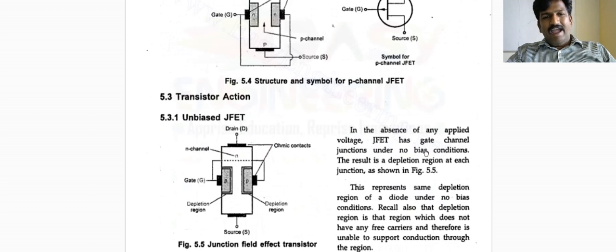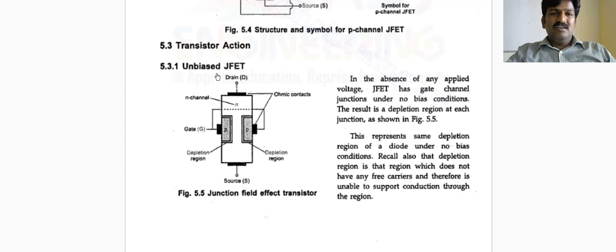Okay, unbiased JFET, you should understand. Unbiased means you are not applying any external voltage. That is called the unbiased FET. You are not applying any DC sources between gate and source and between drain and source.